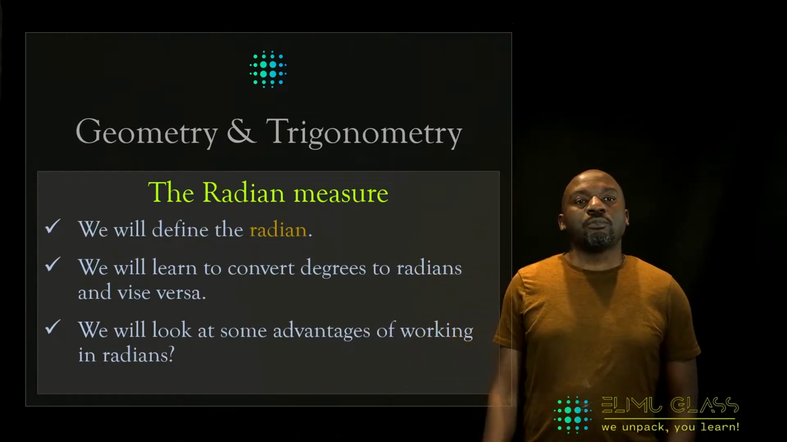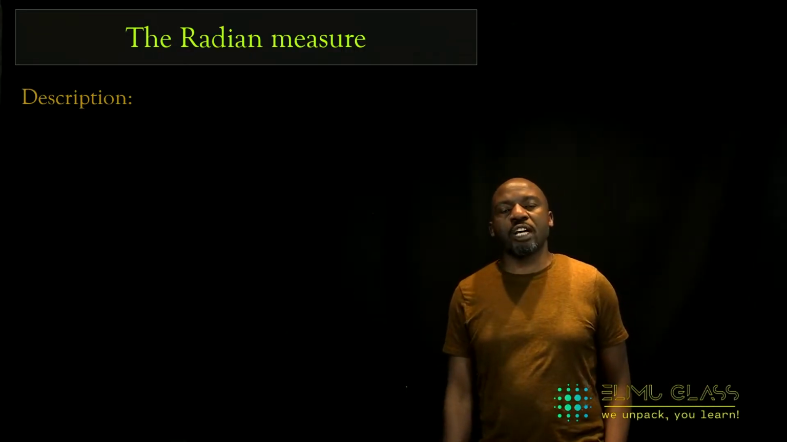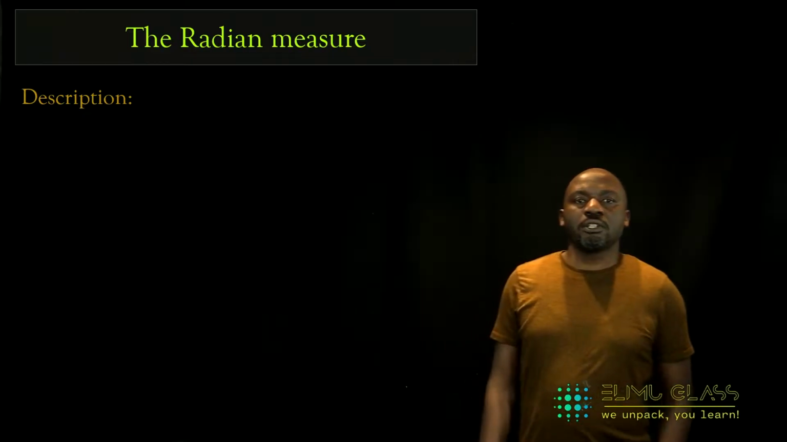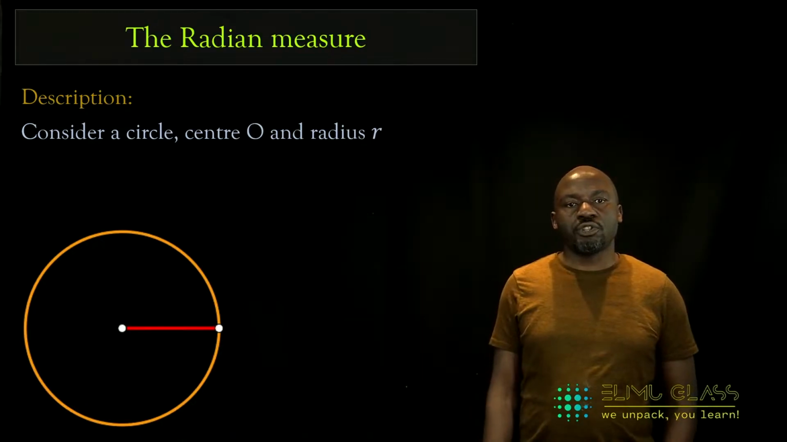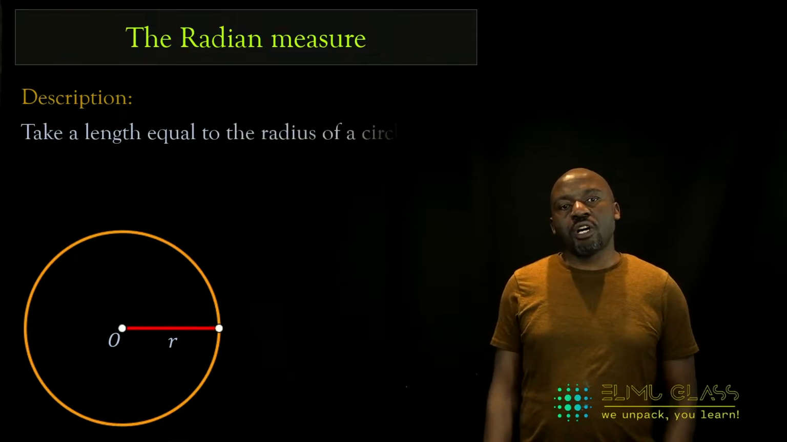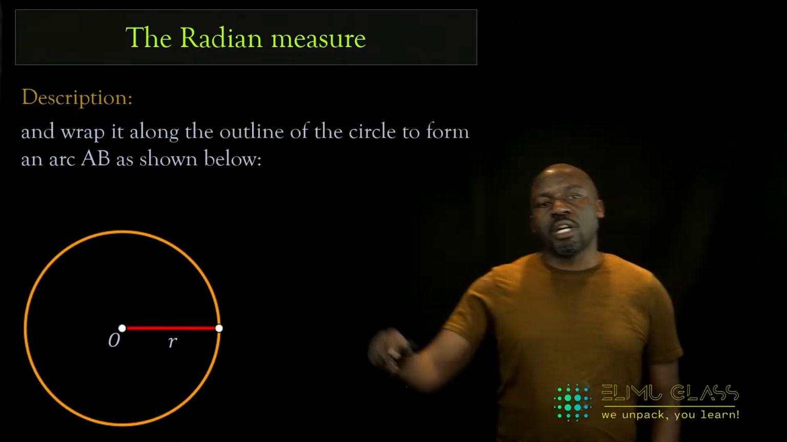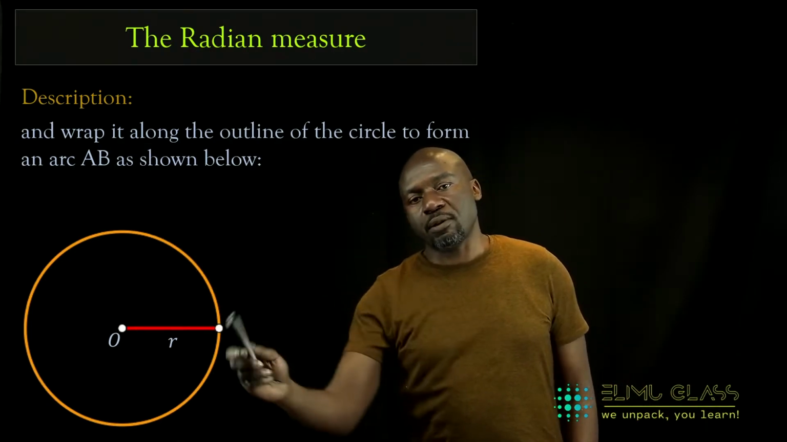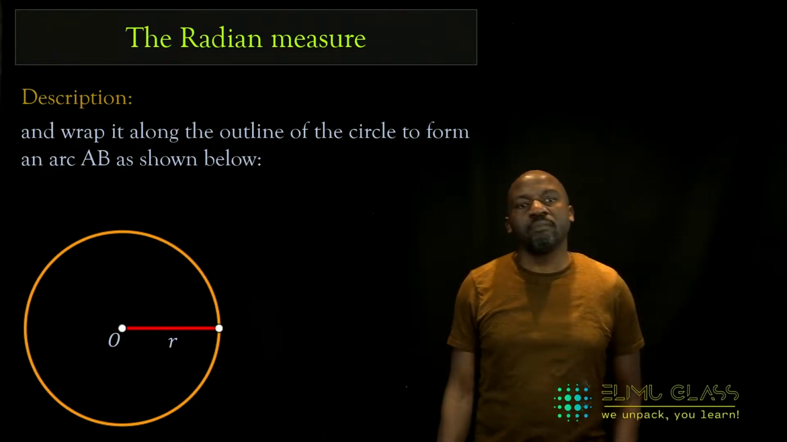Okay, so let's begin. First of all, by description, we'll try to visualize the radian. Consider a circle of center O and radius R as shown there. Now what we're going to do is measure out a radius of the circle. In other words, take that red length and wrap it along the outline of the circle.